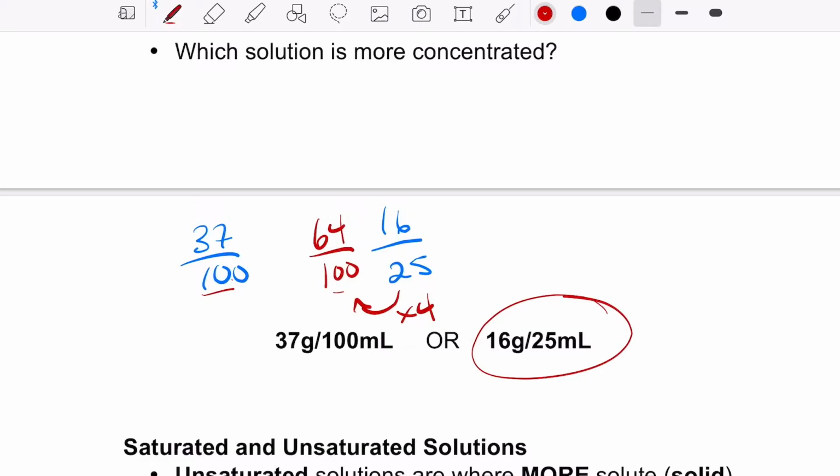The other way that you could do it is just divide 37 by 100 in this particular case right here. And your answer would be 0.37. And you could just do 16 divided by 25 right here. And you get 0.64. And again, you notice that that one's more concentrated. So that's how you figure out concentration.